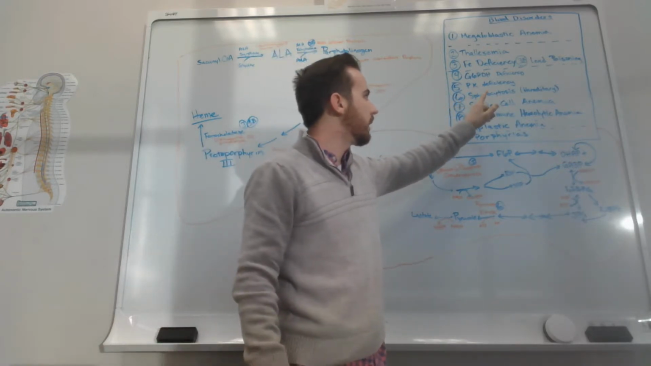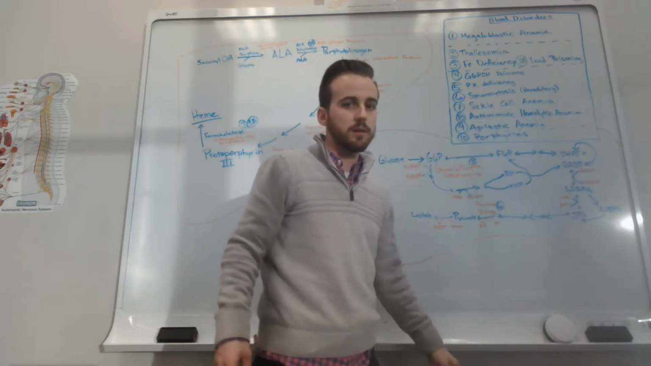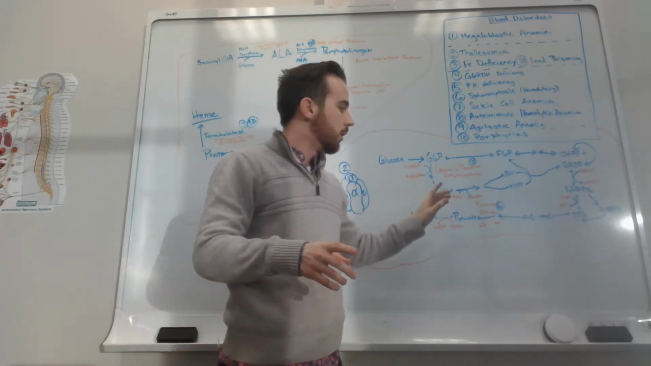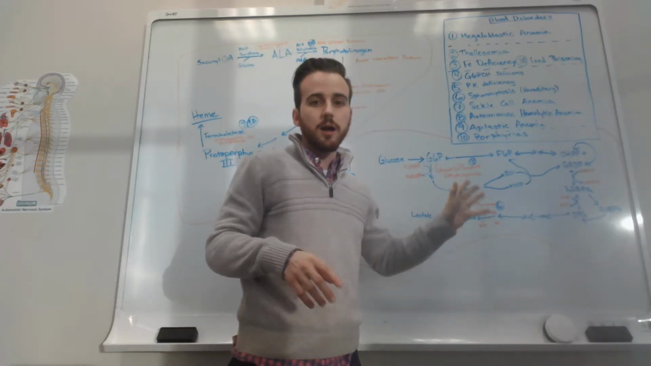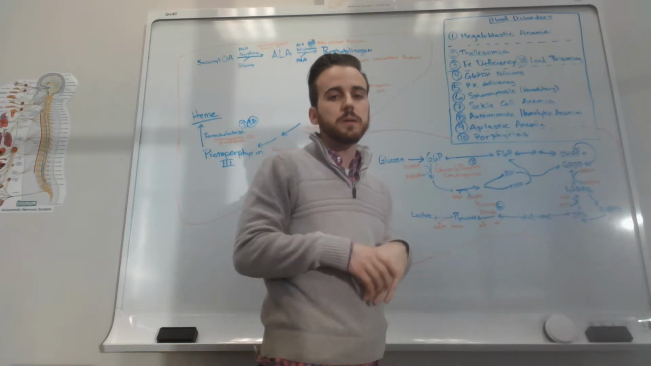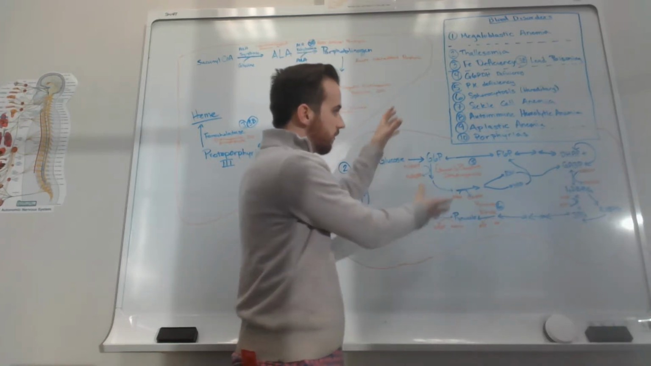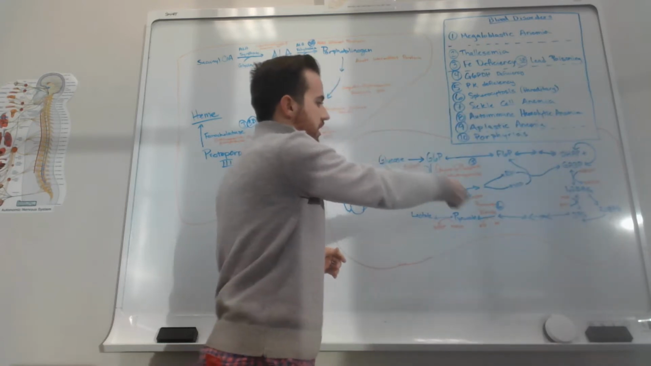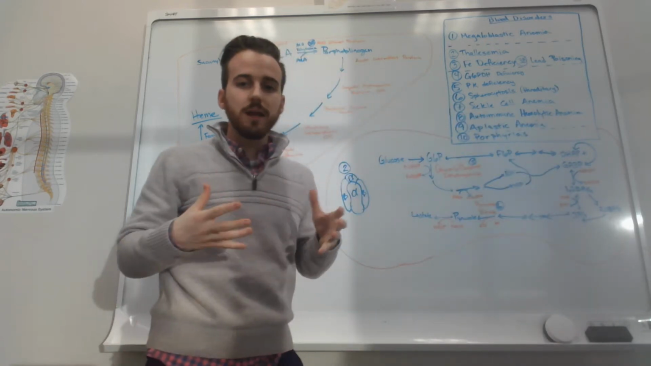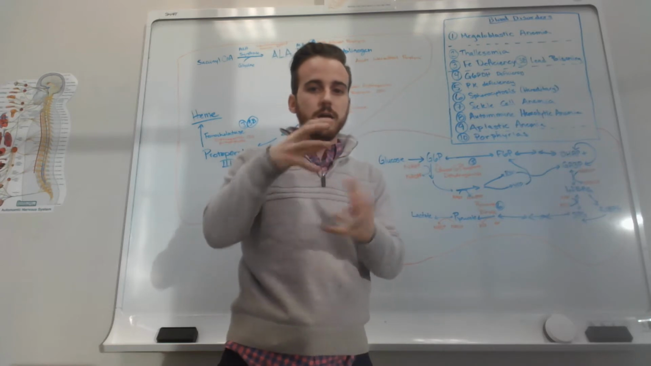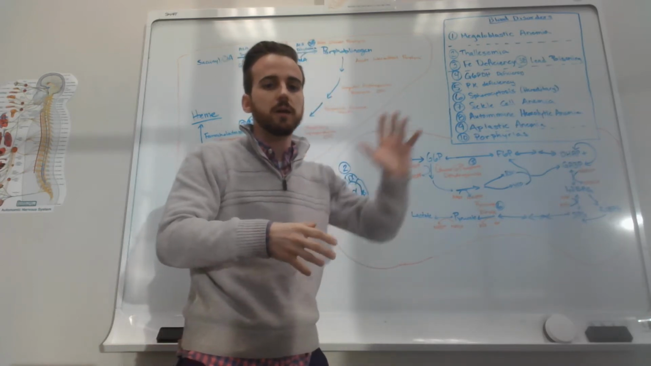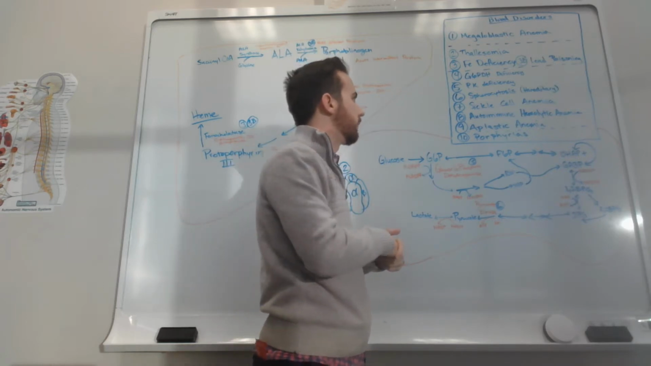Next, we have hereditary spherocytosis. Hereditary spherocytosis is caused by a lack of proteins, most notably spectrin, which give the red blood cell this biconcave shape. So when it doesn't have that biconcave shape, it actually gets a spherical shape, which impairs its ability to carry and deliver oxygen to the tissues.